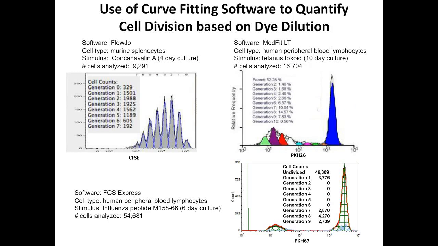A more elegant way of analyzing this data is to use curve fitting software, and these are available from a variety of vendors. I've got here FlowJo, ModFit, and FCS Express, and basically the different plots that you would get from them. The idea is that you can fit the different peaks that you see in the proliferating cells, and you come up with a number of events or number of cells in each of the generations. Looking at the FlowJo in the upper left, at generation 0 we have 329 cells, at generation 1, 1,501 cells, etc. And we can do that with all the software.